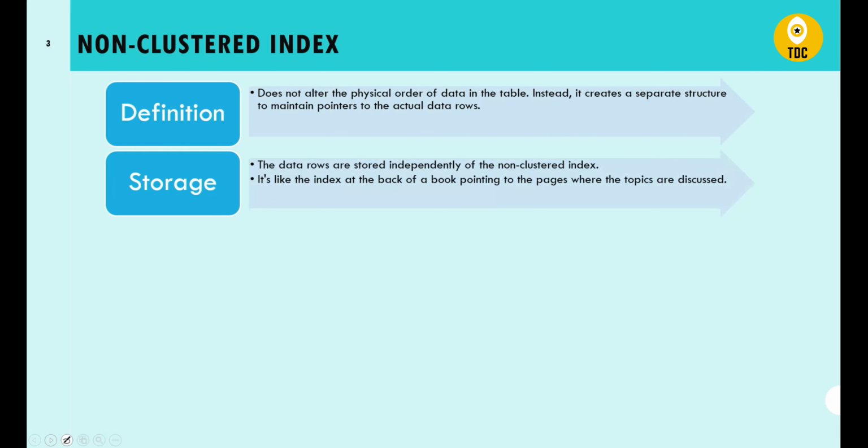So for storage, the data rows are stored independently of the non-clustered index. It's like the index at the back of the book pointing to the page where the topics are discussed, right? It is like a catalog. It is like metadata basically, right? So clustered index is not like metadata.